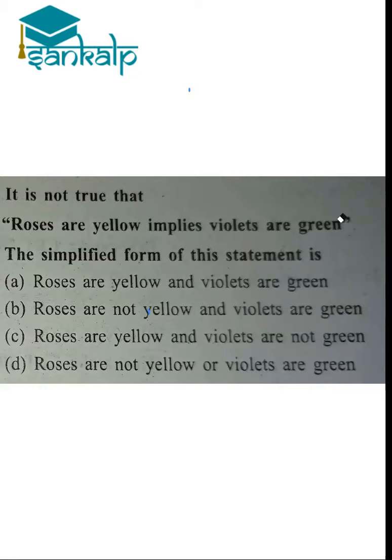So these were few examples based on mathematical reasoning. The chapter is a little theoretical. You need to know the conditions for the tables of and, or, if then, if and only if. One question occurs every year in CET as well as in JEE level. So solve some more examples and get ready for the competitive exams. Thank you.